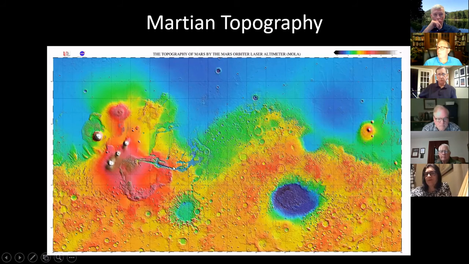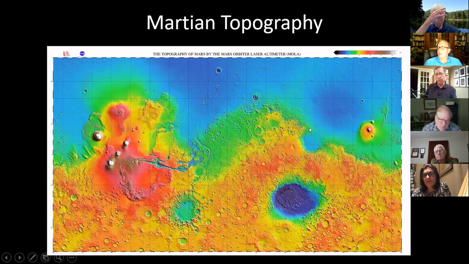You can see this feature here. This is Valles Marineris. This is the largest canyon on Mars. If you took this canyon right here and placed it on the Earth, it would stretch from one coast of the United States to the other. So it's a fairly large feature, probably a stress feature where the crust is actually separated.